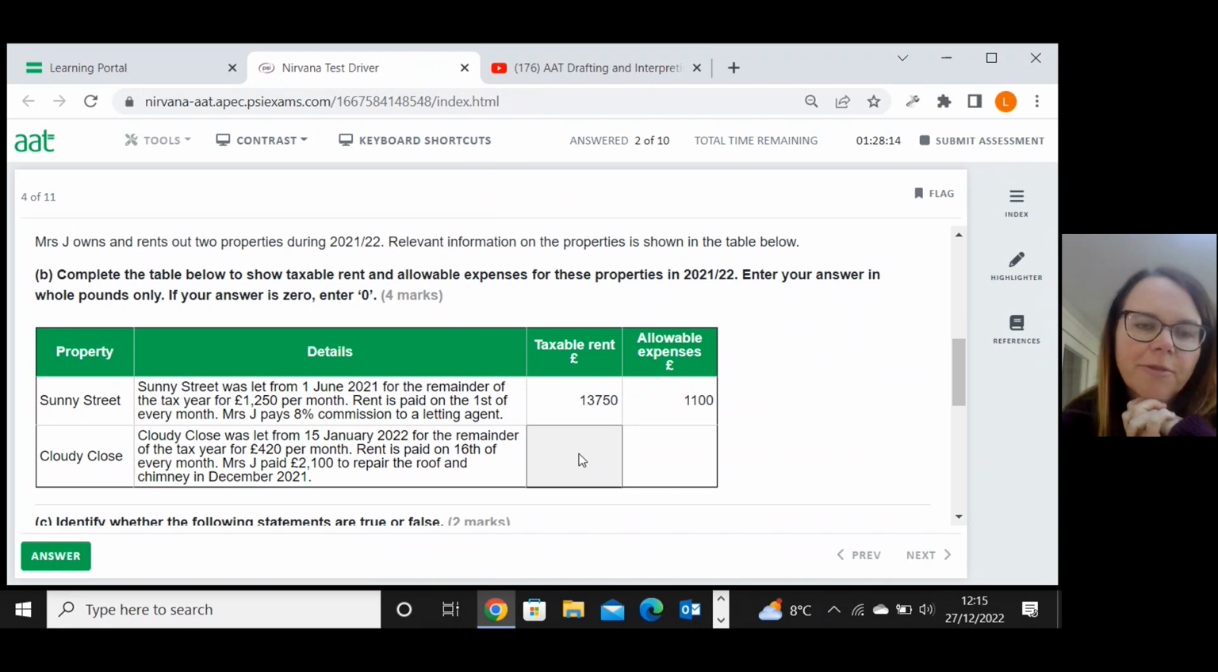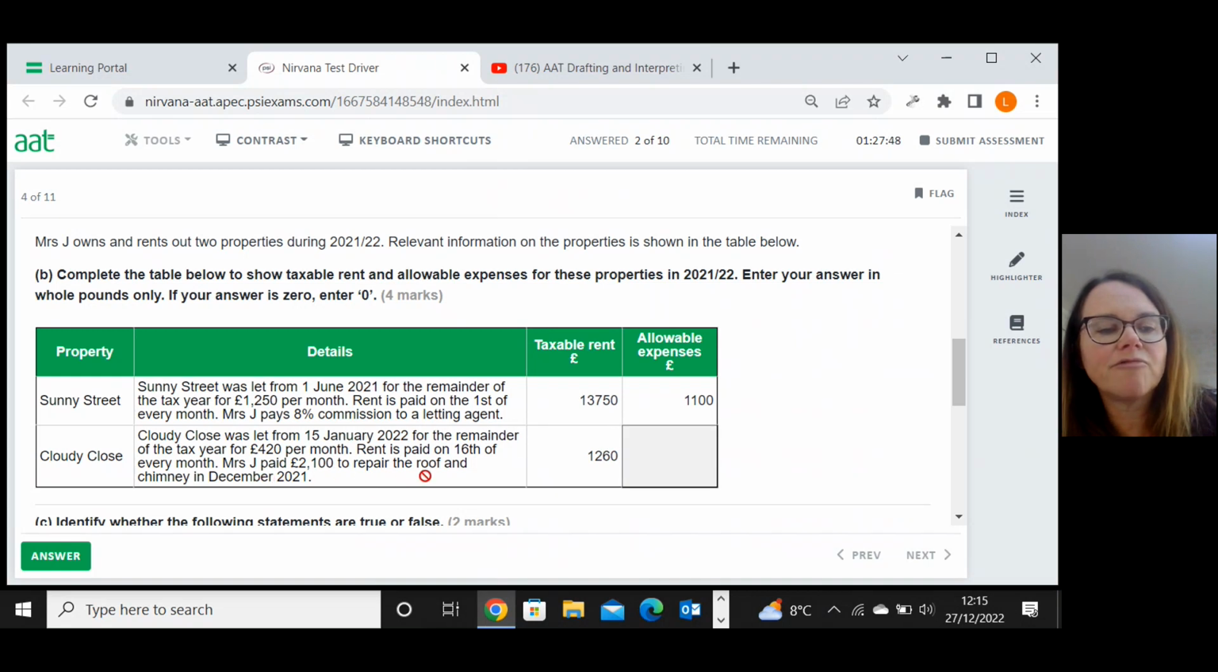Howdy Close was let from the 15th of January 22, 420 per month. Rent is paid on the 16th of each month. So I'm going to have the 16th of January, 16th of February, 16th of March. So that will be 3 months on the cash basis. 3 times 420 is 1,260.